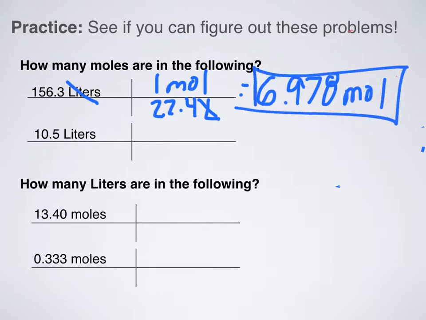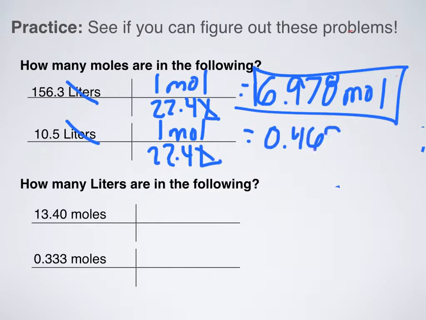Alright, and I can do the same thing for the next one. 10.5 liters. Again, I want this in moles, so I put that on top. I have liters on the bottom. So when I do 10.5 times 1 divided by 22.4, that is a 2, I get about half. So I get 0.469 moles. Alright, and that is how I would go from liters to moles.